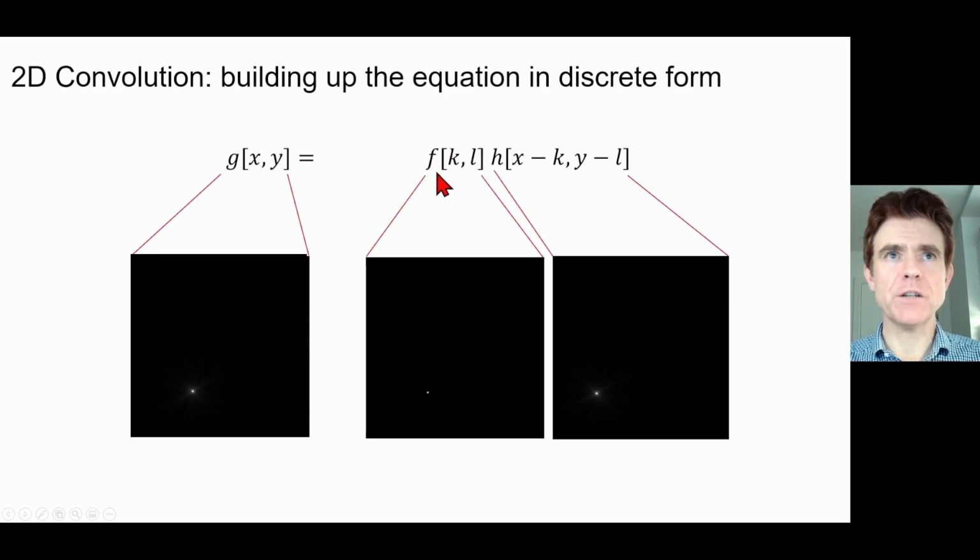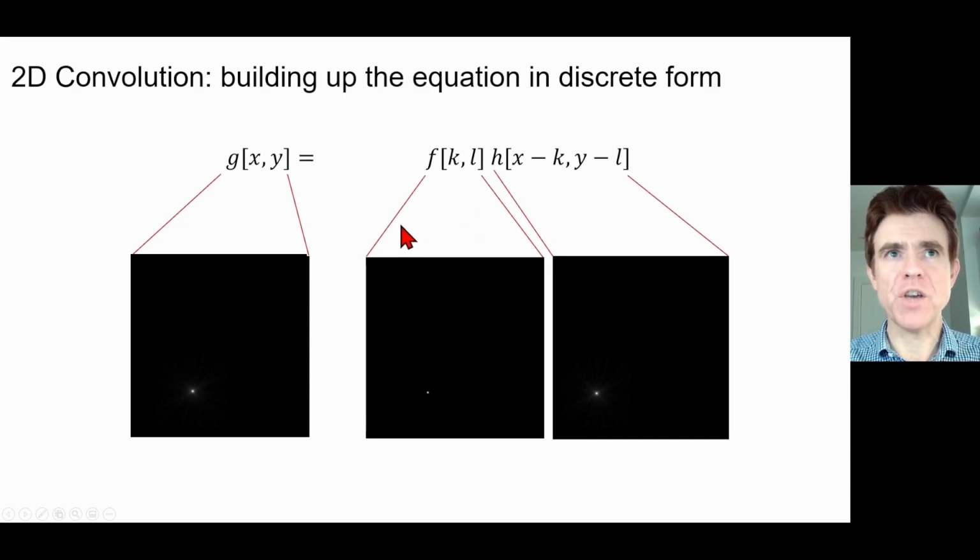So f is the amplitude there. That is a scaling factor. We get that scaling factor by looking up position k and position l. That scale factor is applied to h of x, y. h of x, y is just shifted to position k and l. And that gives us the output of the convolution, which is this back projected image, g of x, y. So you can see, hopefully, how simple this is for the case of a point source.